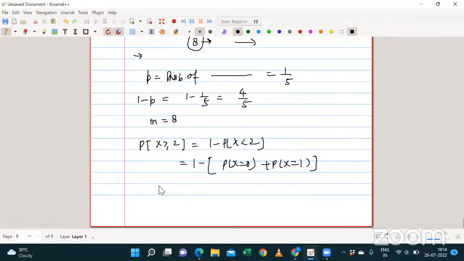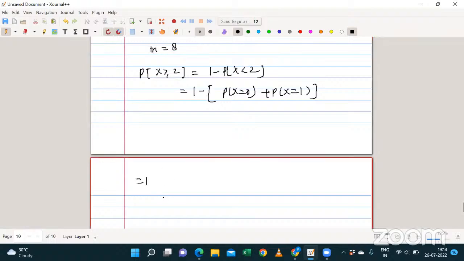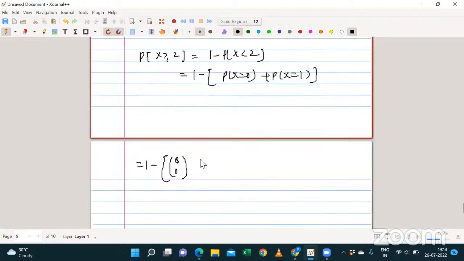Now just apply the binomial formula. Your n is 8, 8C0, p is what? Sir, if I calculate x equal to 2, 3, 4, 5, 6, 7, 8, still I will get the same answer? Yes, you will get the same answer.